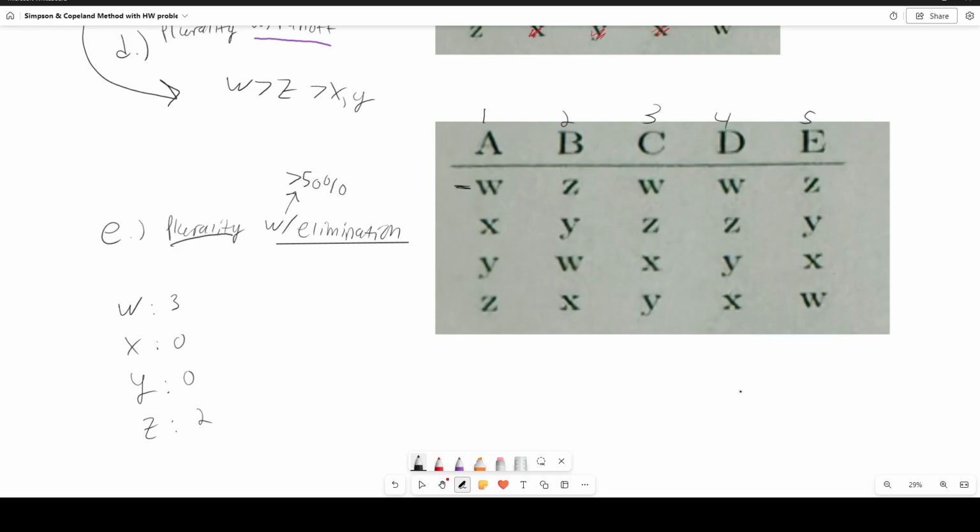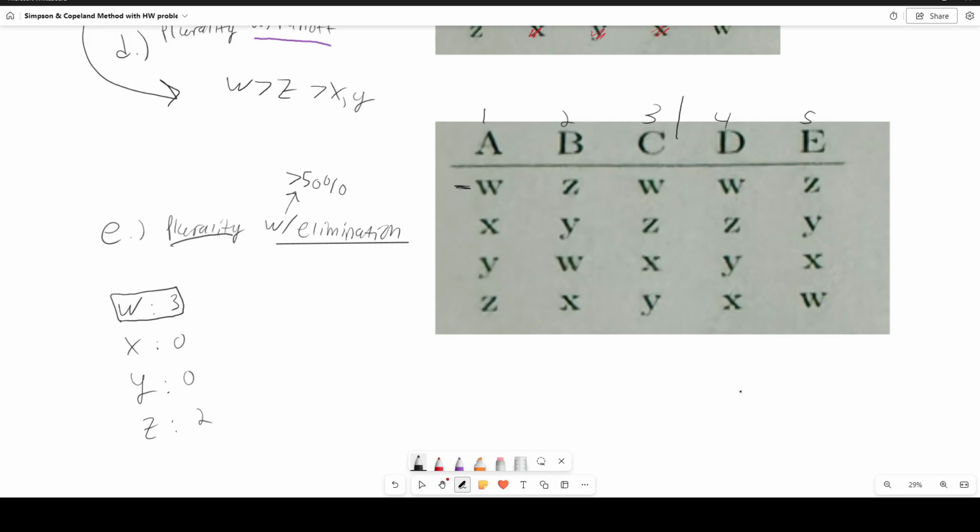This means that for one candidate to be the winner with plurality with elimination, they need at least 60% of the votes, so they need at least 3 out of 5. Well, looking at our first place row, we can see that W already meets this criteria, so W is already the winner under plurality with elimination.